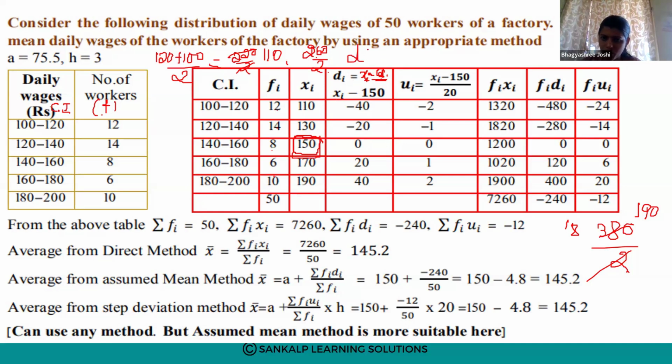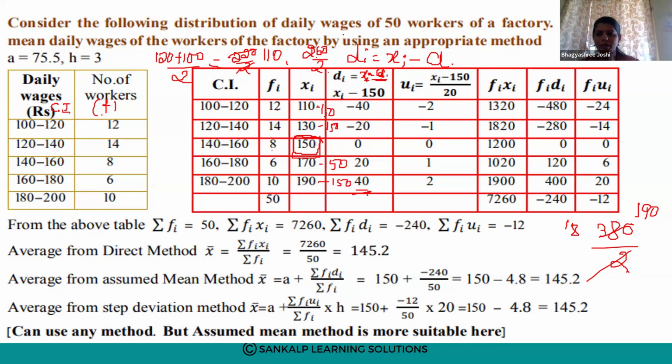So di is equal to, remember, xi minus A. A is the assumed mean here. Xi you have already calculated, right? So 110 minus 150, that is minus 40. 130 minus 150, that is minus 20. 150 minus 150, that is 0. 170 minus 150, that is 20. Like that, 190 minus 150 is 40. Okay, so this is about the di.